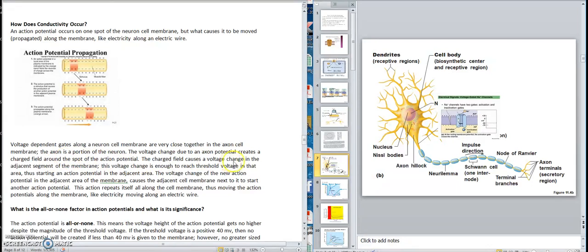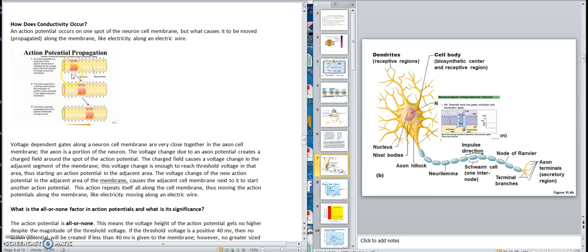The charge field causes a voltage change in the adjacent segment of the membrane. See, this right here is where the charge is, but that charge field is causing a voltage change. This voltage change is enough to reach threshold voltage in that next area, in that adjacent segment, thus starting an action potential in the adjacent area.